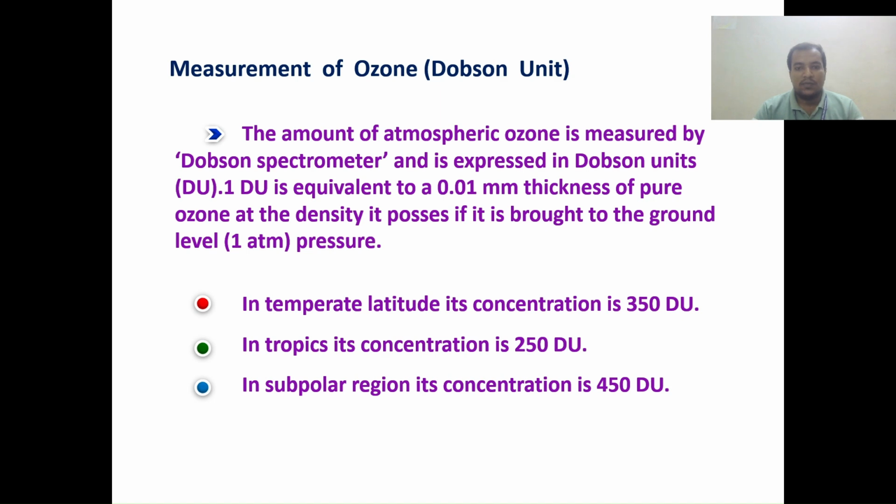Now, the measurement of ozone. The amount of atmospheric ozone is measured by the Dobson spectrometer and is expressed in Dobson units, DU. 1 DU is equivalent to 0.01 mm thickness of pure ozone when it is brought to ground level at 1 atmospheric pressure.